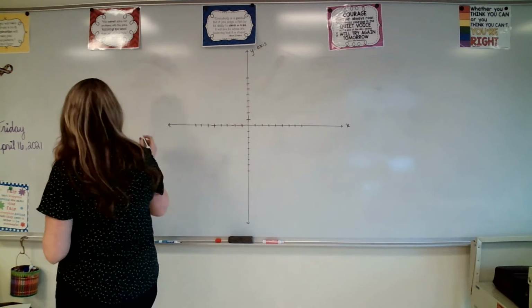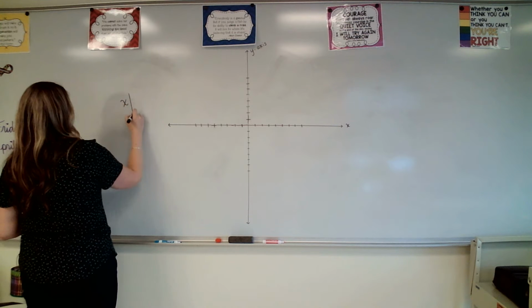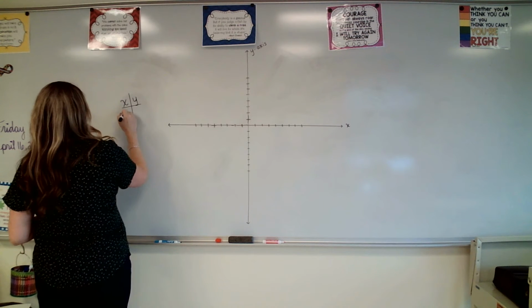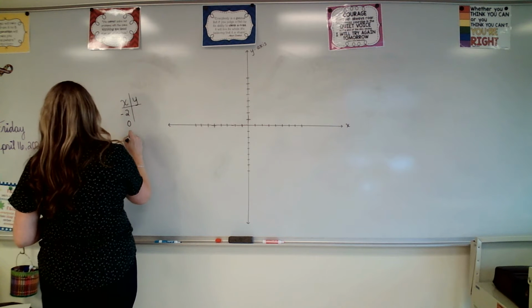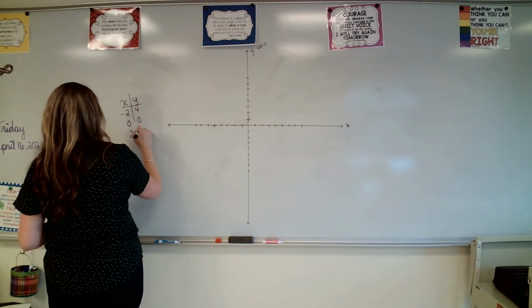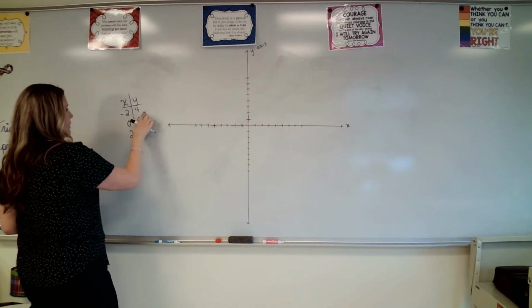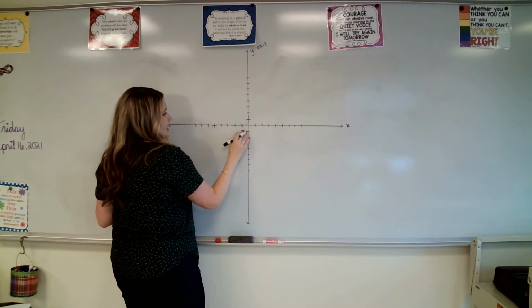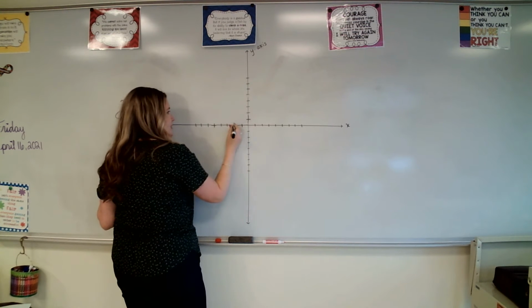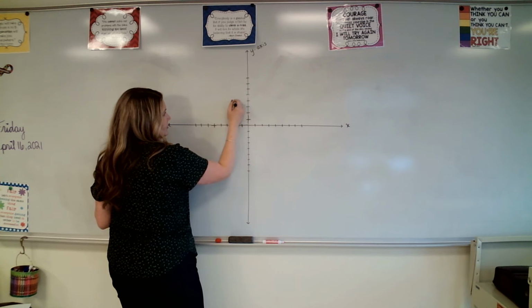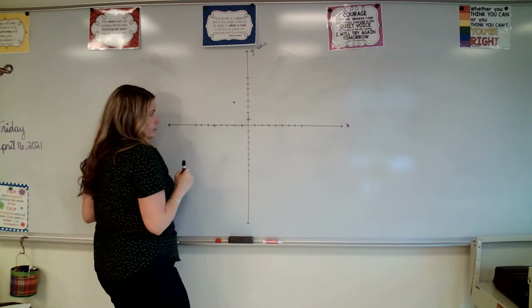My next table is going to be, I just did a few less points because now that you see what's happening, I have -2, 0, and 2. I have 4, 0, and 4. So I'm going to graph the point -2, 4. -2 means I go to the left because I'm going to the negative side. +4 means I go up 4. So that point is roughly here.